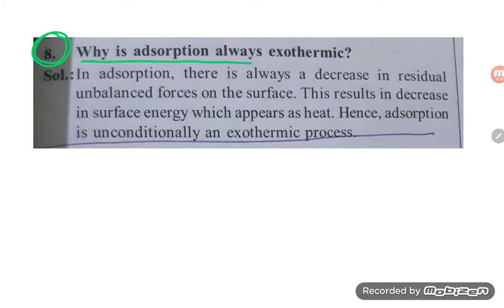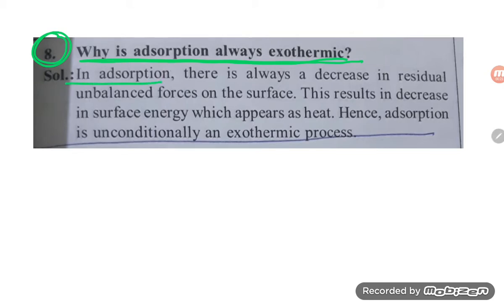Let us see problem number 8. Why is adsorption always exothermic? That we have to read out, student. Why is adsorption always exothermic? Right? So, dear students, we have to understand.